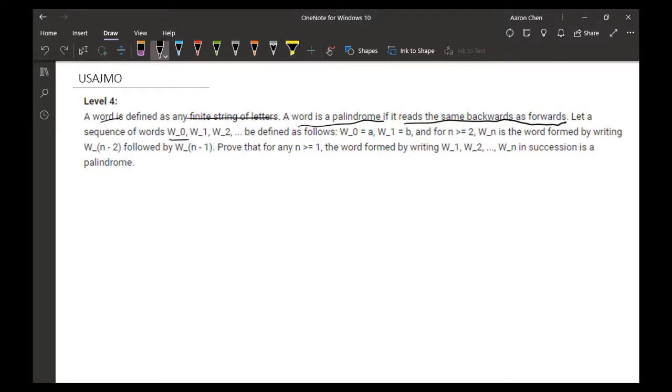Now we let a sequence of words be defined in this manner. W0 is A, W1 is B, and for all n at least 2, Wn is simply writing the word W n minus 2 followed by W n minus 1. For example, we can see that W2 is BA, W3 is BAB, and so on.